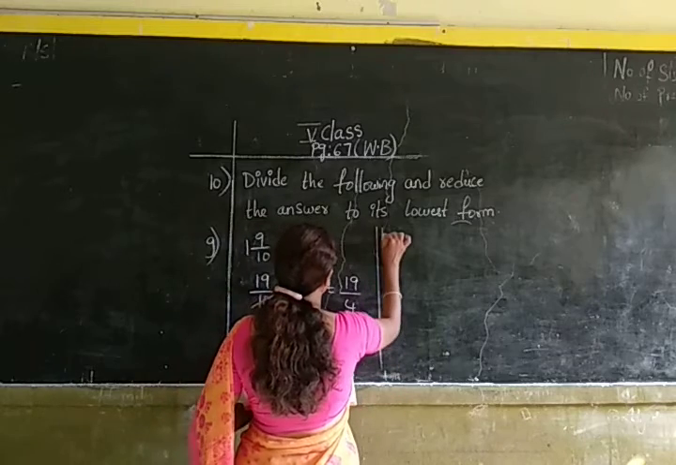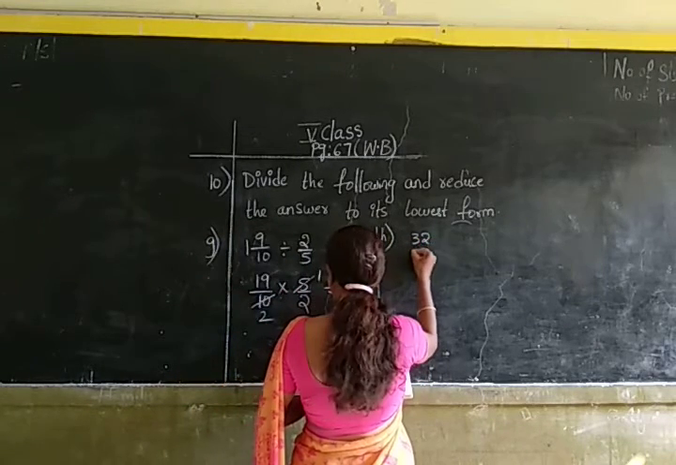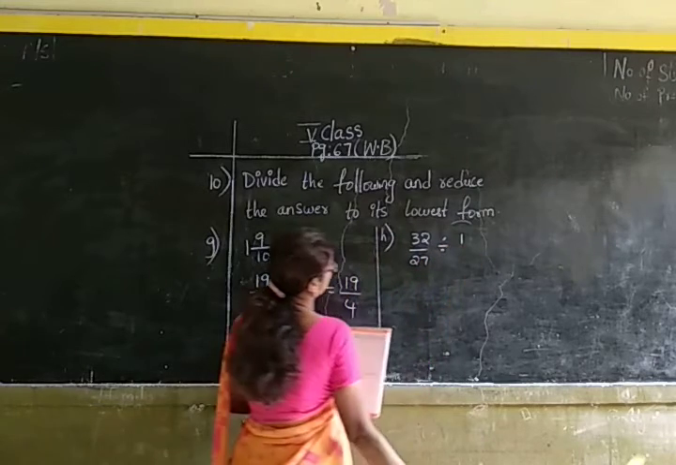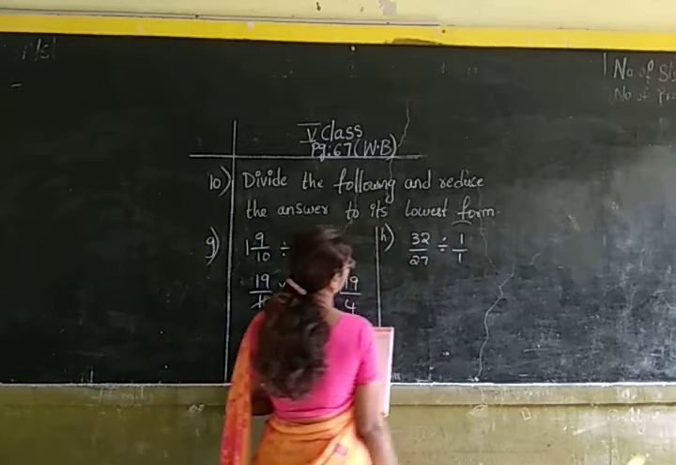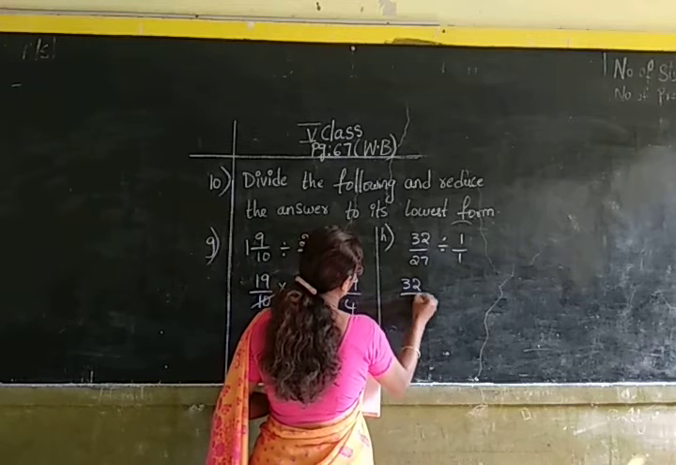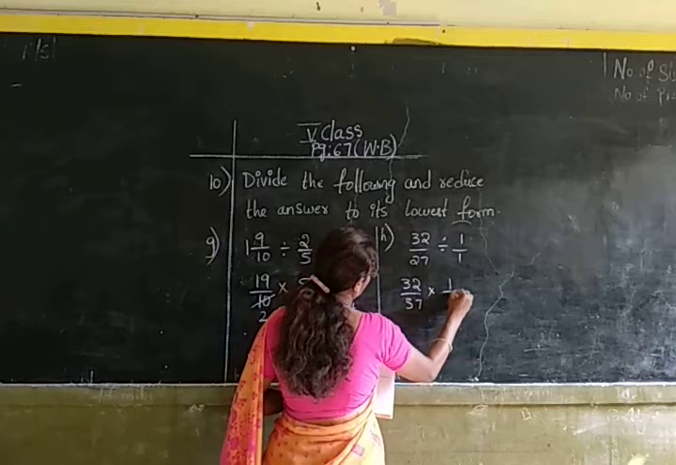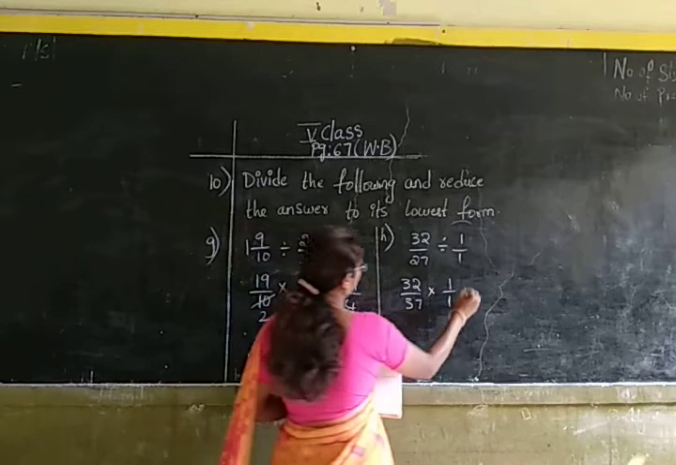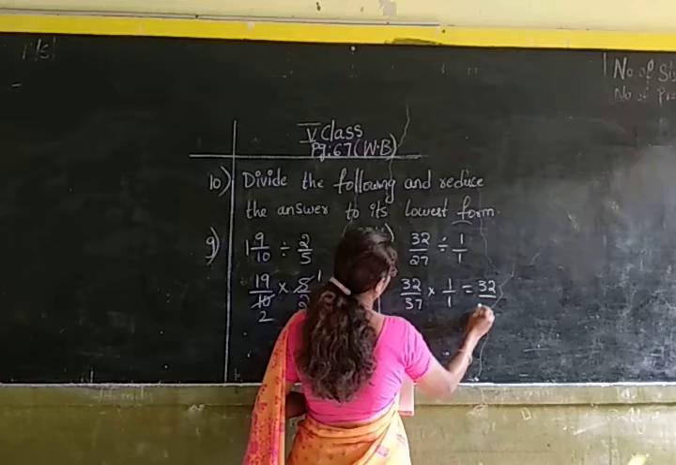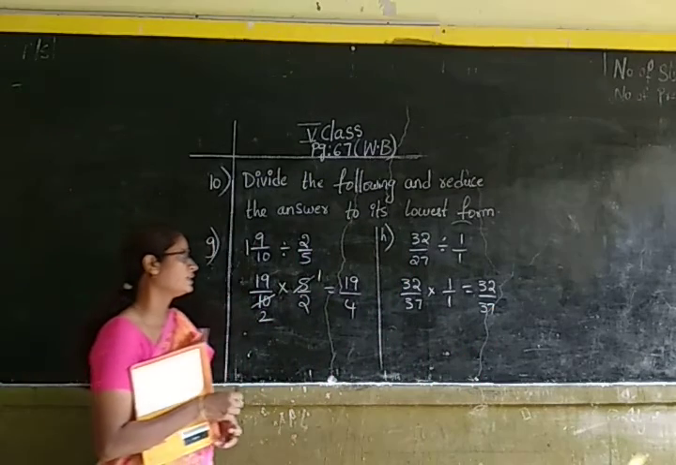Let us do the H sum. 32 by 37 divided by 1. Let us assume 1 here. So the reciprocal of 1 by 1 is 1 by 1. So 32 1s are 32. 37 1s are 37. So the answer is 32 by 37.